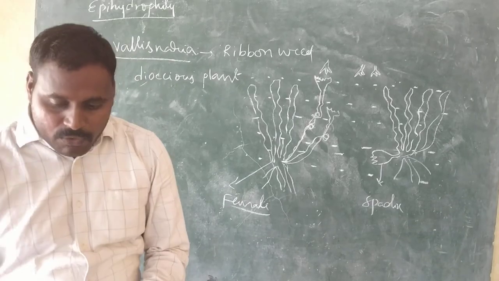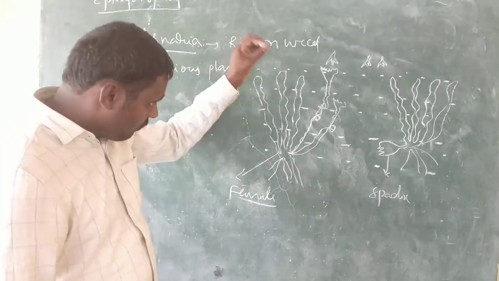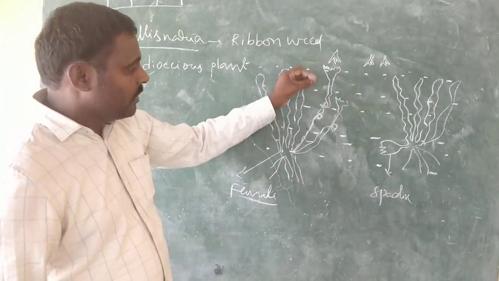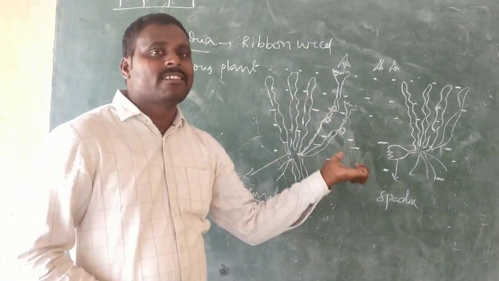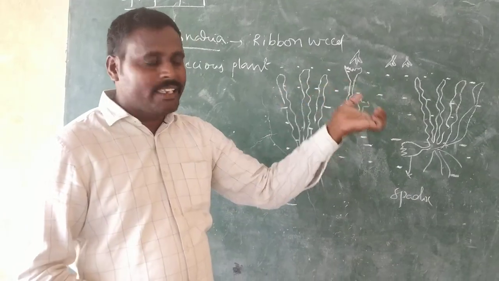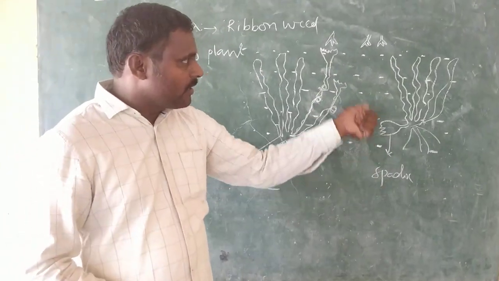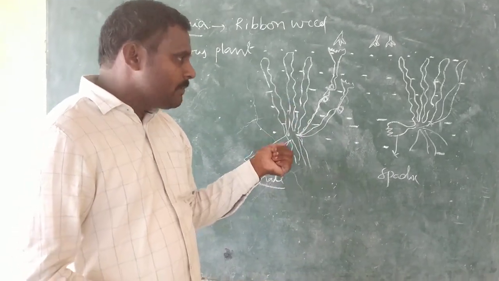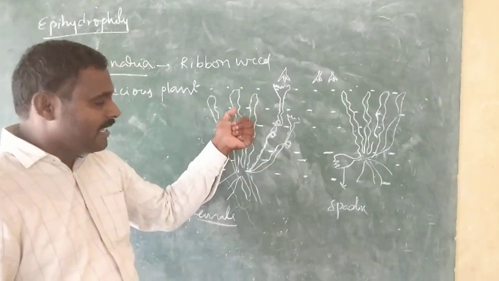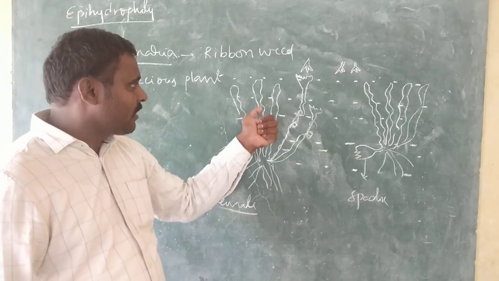But here, the most important thing is that before maturation, both the male and female reproductive organs are present inside the water. Upon attaining maturity, the spadix releases the male flowers, and at the same time the female reproductive organ extends its long, slender, stalk-like structure.